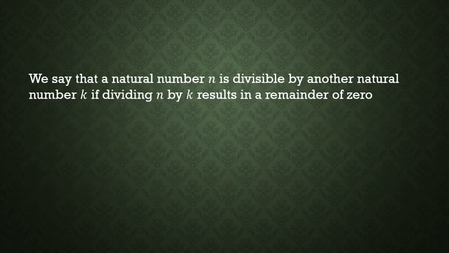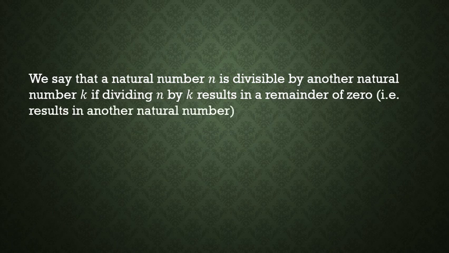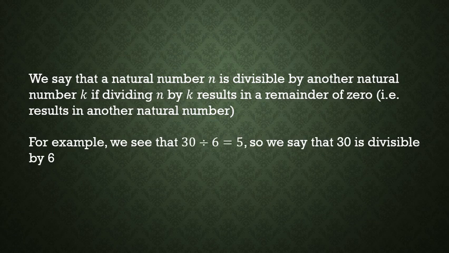We say that a natural number n is divisible by another natural number k if dividing n by k results in a remainder of 0. That is to say, if you divide n by k and you get another natural number. This is really the way that you want to look at divisible for now. For example, 30 divided by 6 is equal to 5. You can plug that into your calculator. So we took 30, we divided it by 6, we got 5, which is a natural number or a counting number. So we say that 30 is divisible by 6.